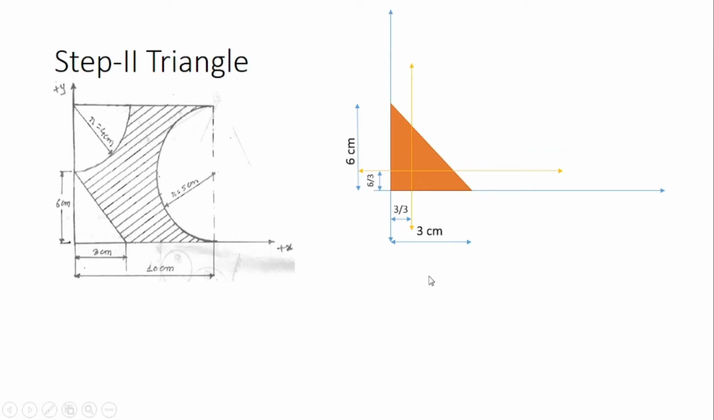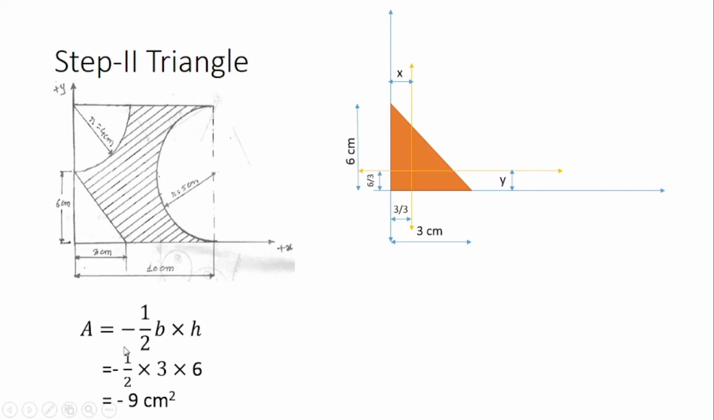Now we'll find out the x bar for this triangle. X bar is nothing but the horizontal distance between the centroidal axis and the reference axis. So this is your x bar. It is clear that x bar is equal to 3 by 3. Now y bar will be the vertical separation between the centroidal axis and the reference axis. So this is your y bar. It is equal to 6 divided by 3, so it is 2 centimeter.